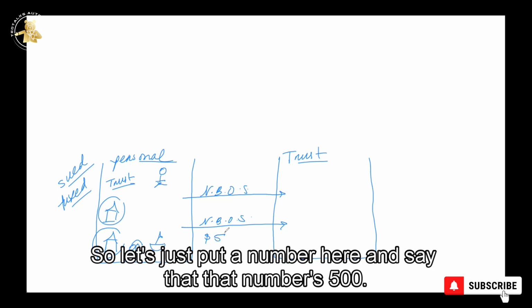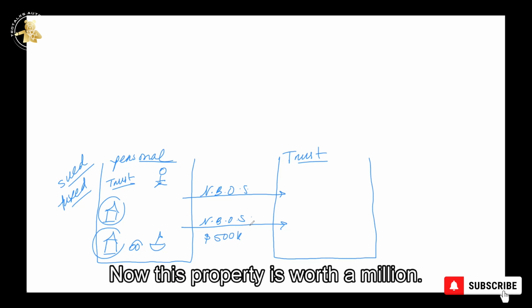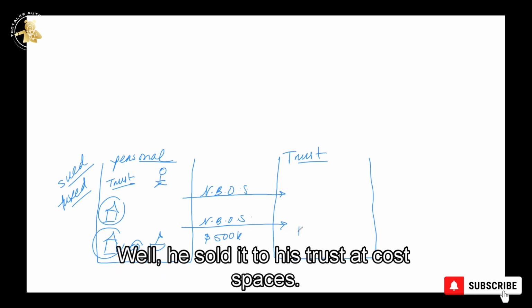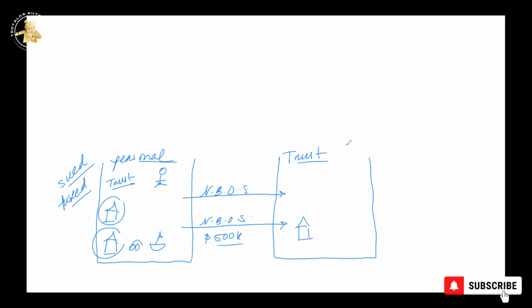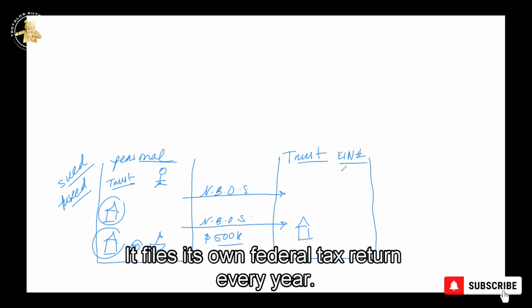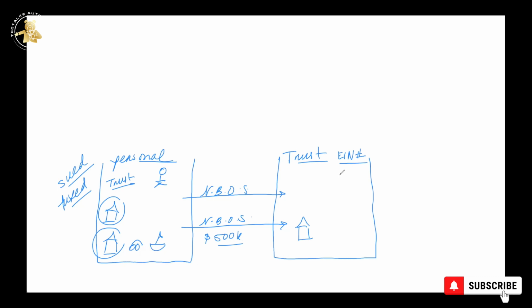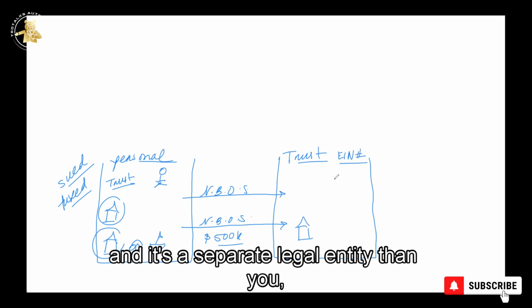So let's just put a number here and say that number is 500. But now this property is worth $1 million. Well, he sold it to his trust at cost basis. He did not impose a tax on himself. And this has a separate tax ID number. It files its own federal tax return every year. It has rights, and it's a separate legal entity from you.